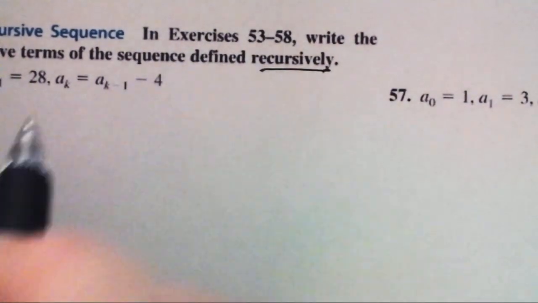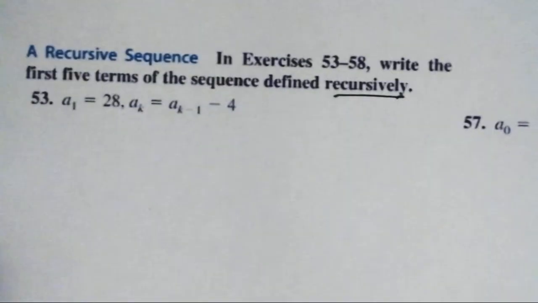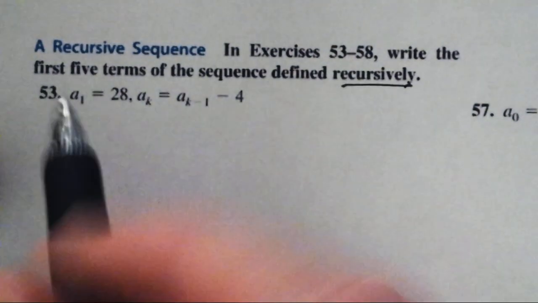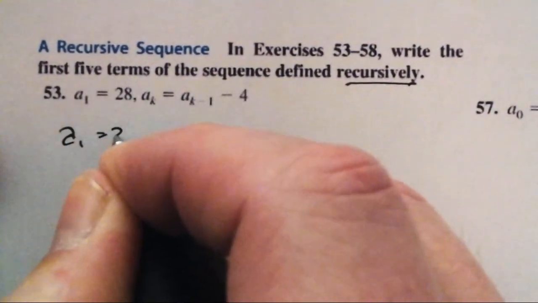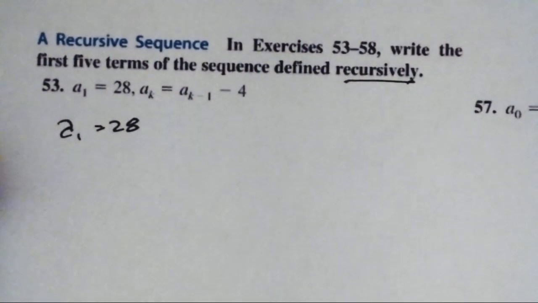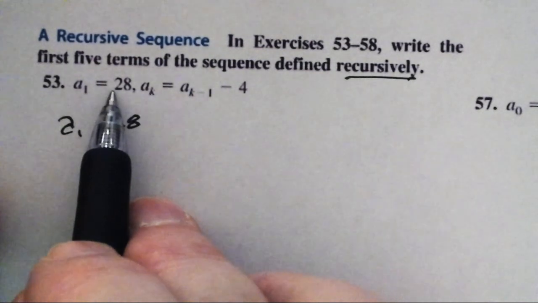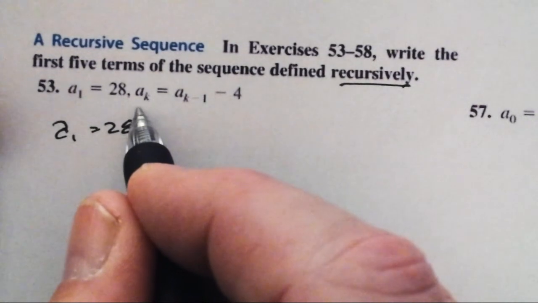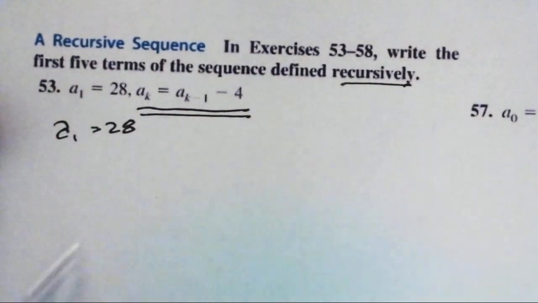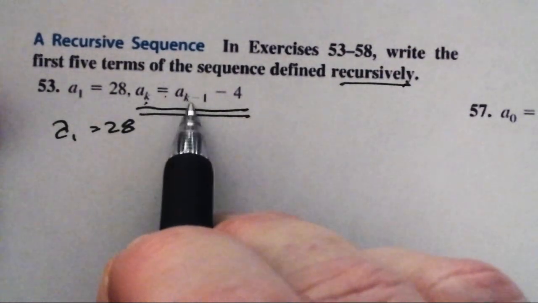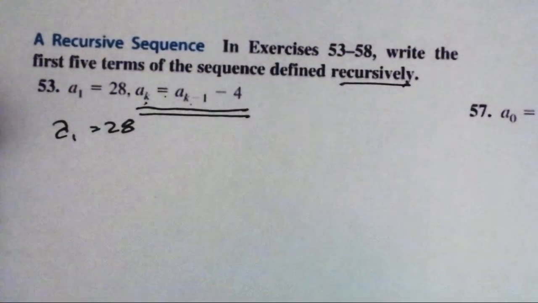Recursive definition. A recursive definition is a definition that bases a value in the sequence on a value or values that have preceded it. We might say A1 is 28, and we might say AK is AK minus 1 minus 4, but the better way to say this is the first term is 28. Now watch this one. This ends up confusing people, but it shouldn't. Pay close attention and get questions asked on this if it doesn't make sense. Any term in our sequence is equal to the term right before it minus 4.